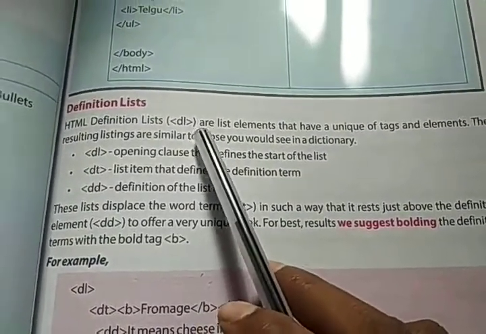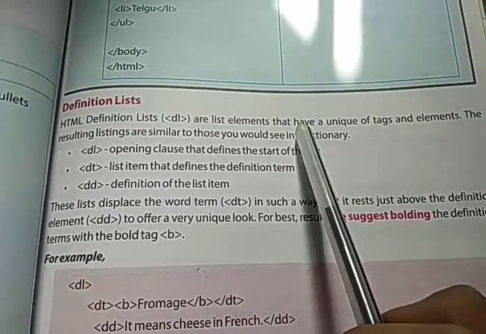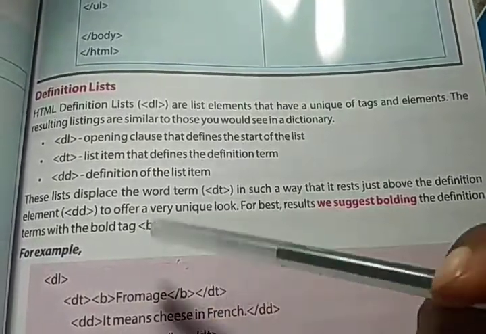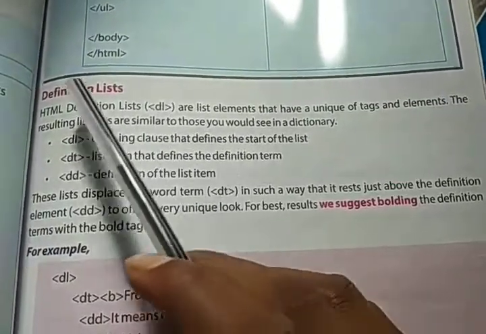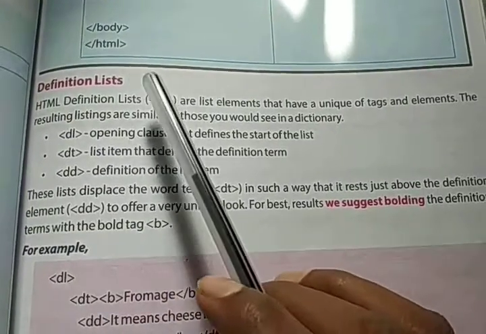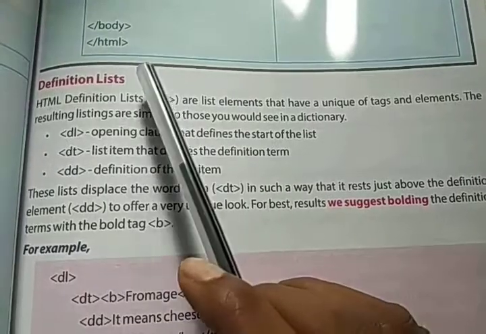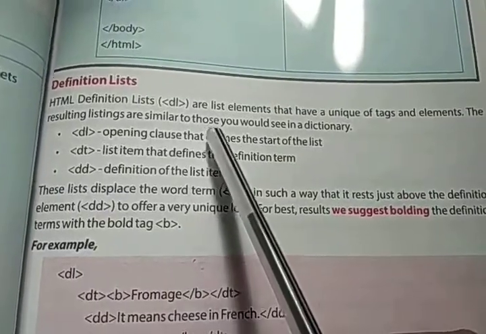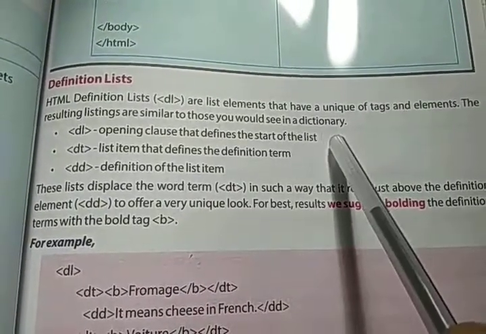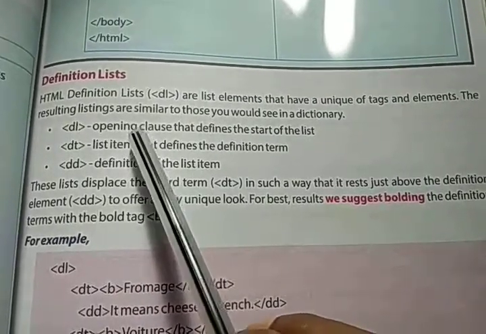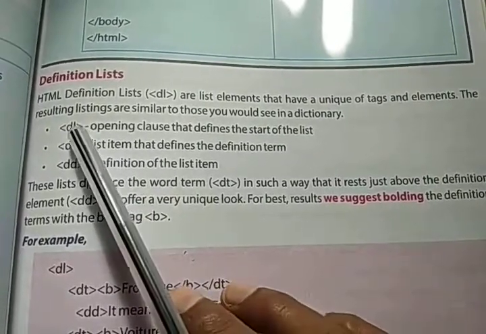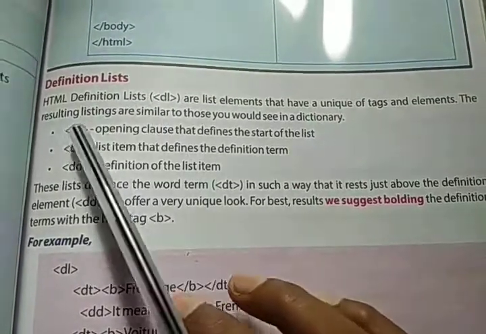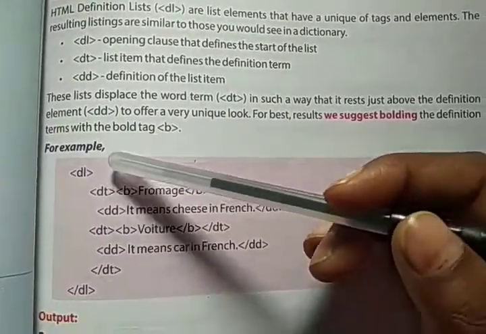The HTML definition list, the DL element, is a list element that has a unique set of tags and elements. DL is a unique tag for the definition list. The resulting listings are similar to those you would see in a dictionary. The DL opening tag in angle brackets defines the start of the list. I can show you in an example.